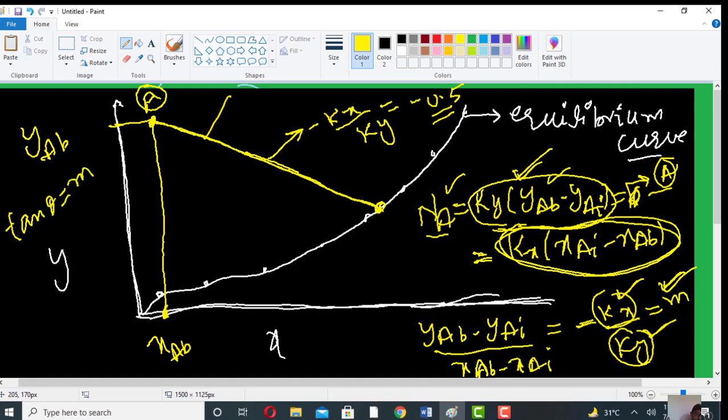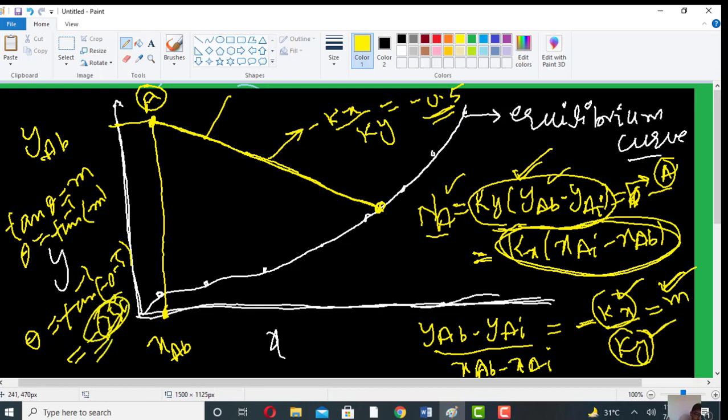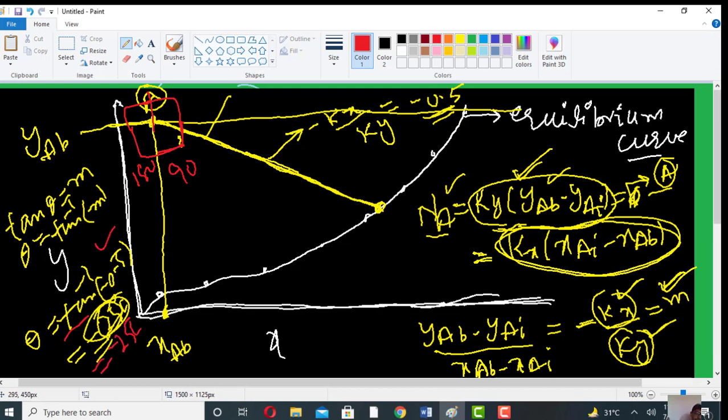So from this we can obtain that theta is equal to tangent inverse of the slope. Suppose the slope is minus 0.5, so tangent inverse of minus 0.5 will give us some negative 25 or 26 degree angle. Suppose this is a straight line, this is 90 degree, this is 180, this is 270, and this is 360. For simplicity, suppose it is minus 25.